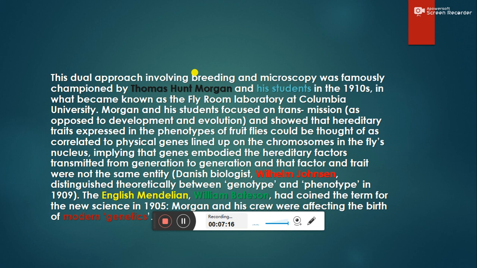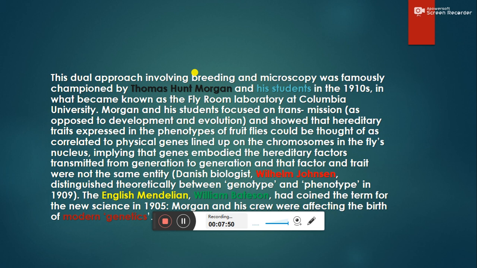Morgan and his students focused on transmission, as opposed to development and evolution, and showed that hereditary traits expressed in the phenotype of the fruit fly could be correlated to physical genes located on the chromosomes in the fly nucleus. Simply stated, genes are embedded in the hereditary vector transmitted from generation to generation, and that vector and trait were not the same entity, meaning that chance mutations occur.